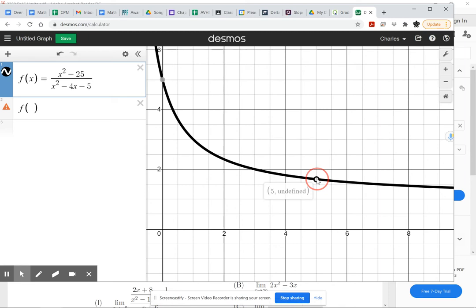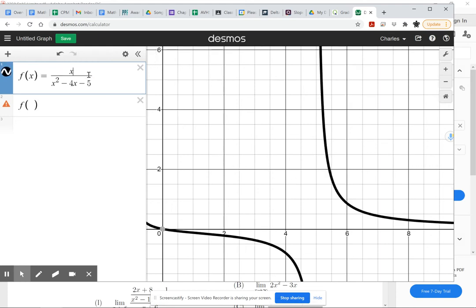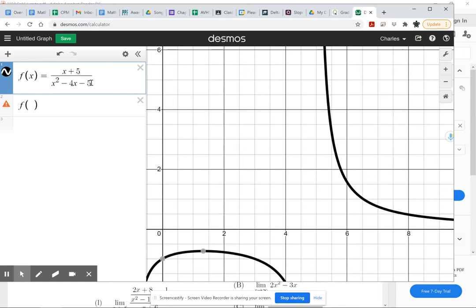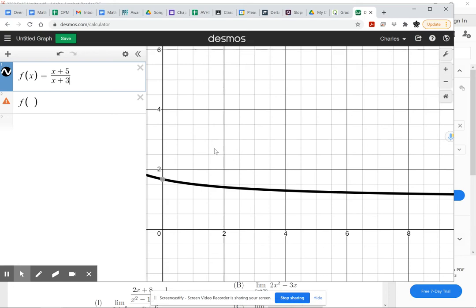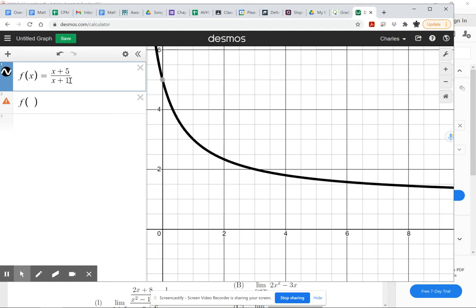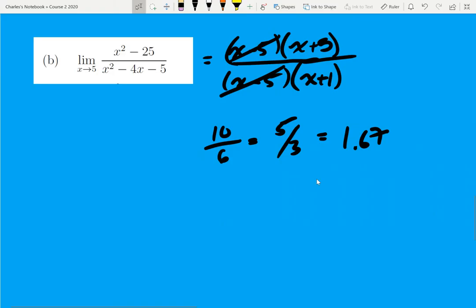At 5, it's undefined, whereas if I had the function x plus 5 divided by x plus 1, at 5, I would not get an undefined. I would get 2/3. So that's the one difference between those two functions. But the limit, so we would say the limit still exists. It's just the function is undefined at that point.